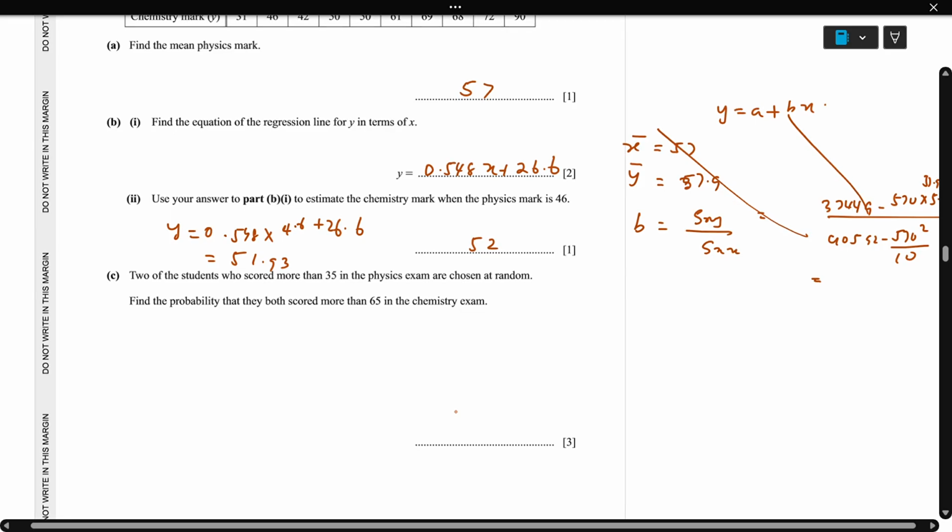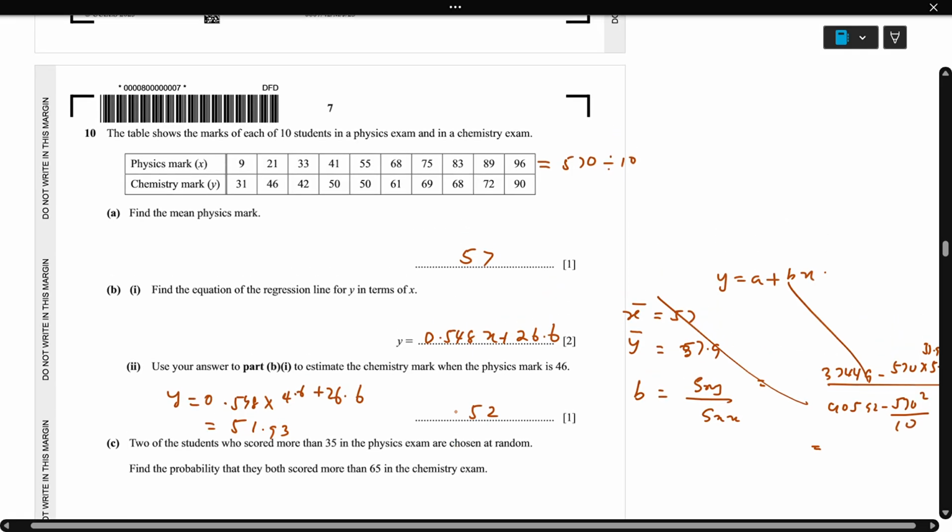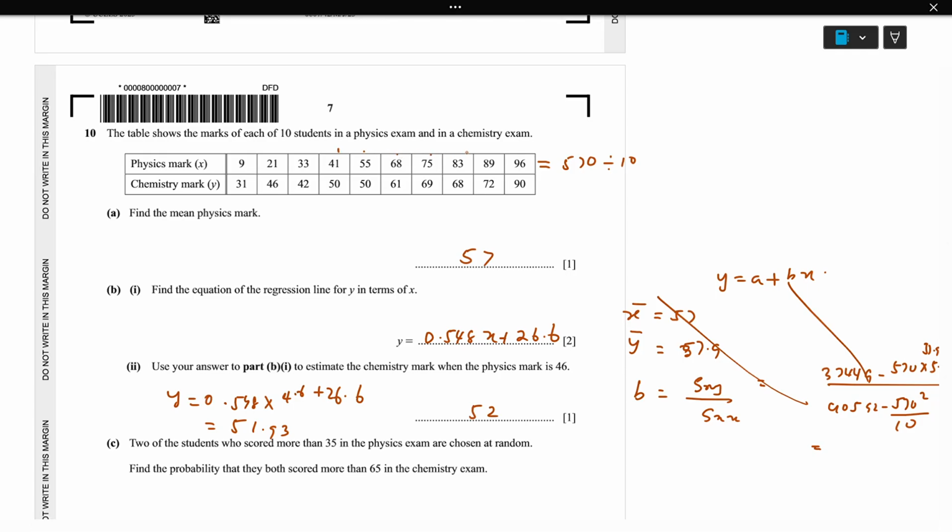Next, part two: the students whose score is more than 35 in physics. More than 35 in physics, so 1 2 3 4 5 6 7, total 7 students. Okay, so find the probability that they both score more than 65. So both score more than 65. 65 is here, 1 2 3 4.